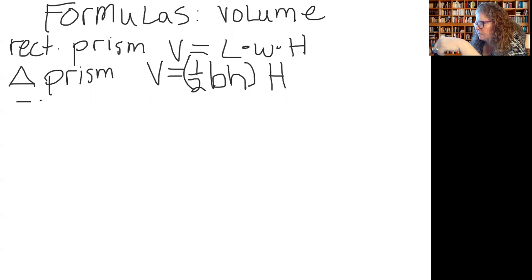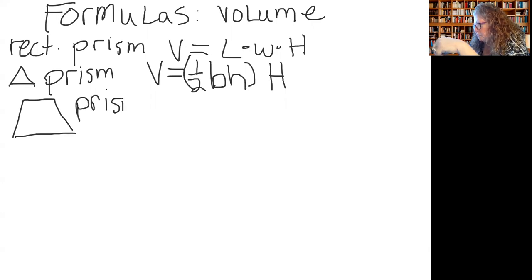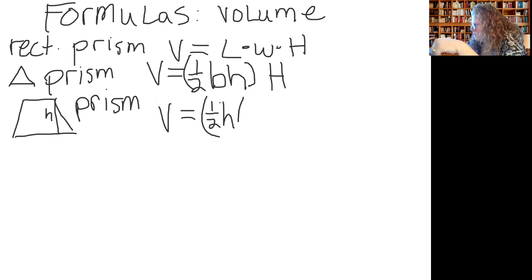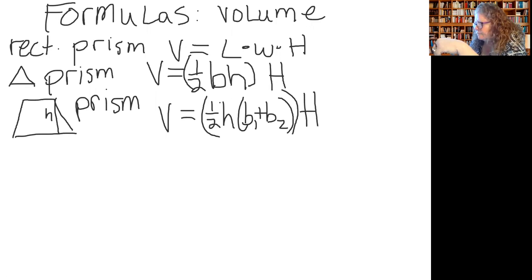Trapezoidal prism. That wasn't very good. Let me try that again. Prism. Volume is equal to the area of the trapezoid, which is going to be 1/2, this is my little h, times B1 plus B2, times the big H.